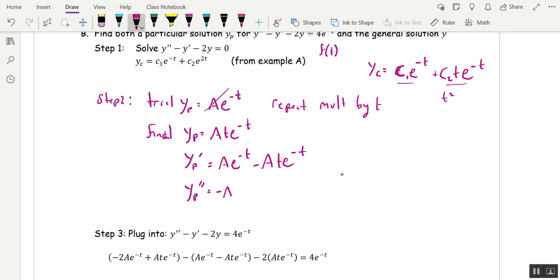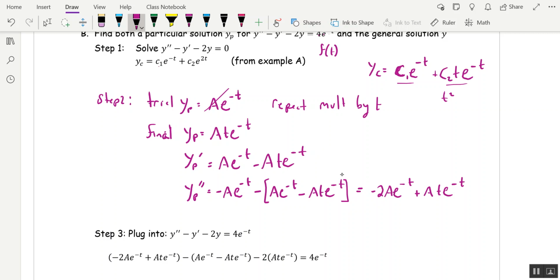is negative a e to the negative t minus, I need the product rule again, a e to the negative t and then minus a t e to the negative t. And so if I clean that up, I've got negative 2 a e to the negative t, and then minus minus is a plus a t e to the negative t.